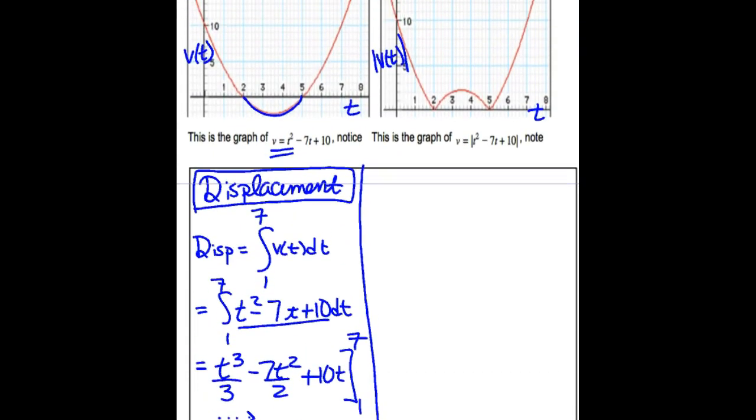So similarly, but not the exact same, how about my total distance traveled? So let's do total distance.